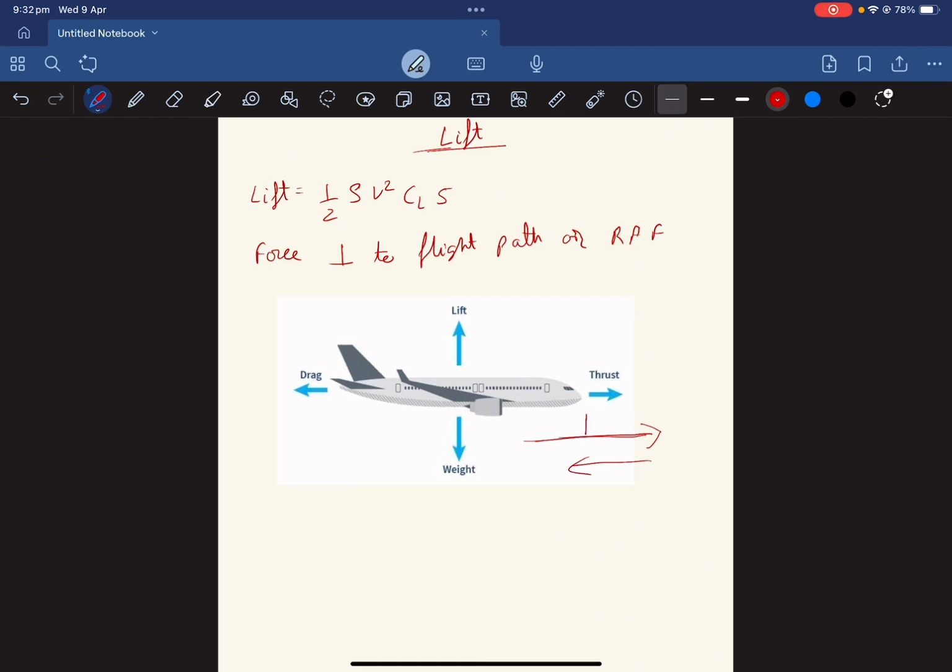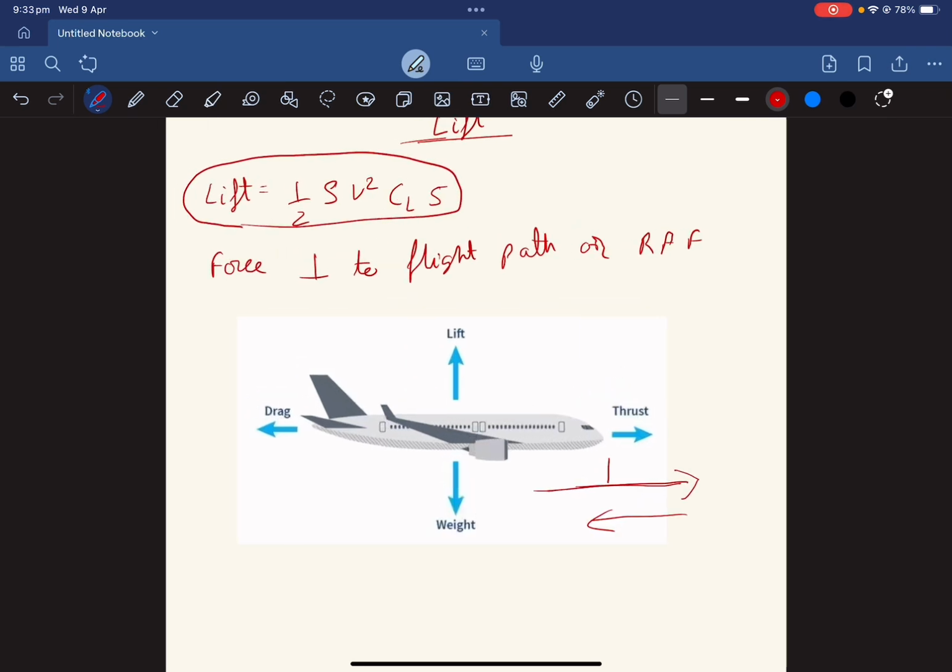And this is the formula for lift: half rho v square CL S. So what is rho over here? Rho is going to be your density. V is going to be your TAS, which is the true airspeed. CL is going to be the coefficient of lift, and S is going to be your surface area.